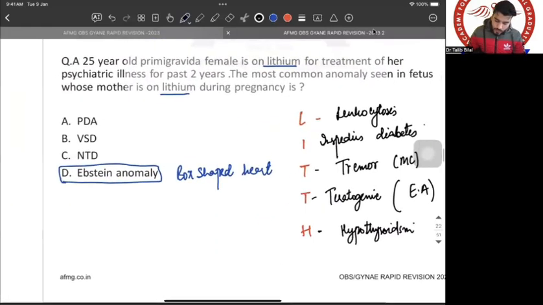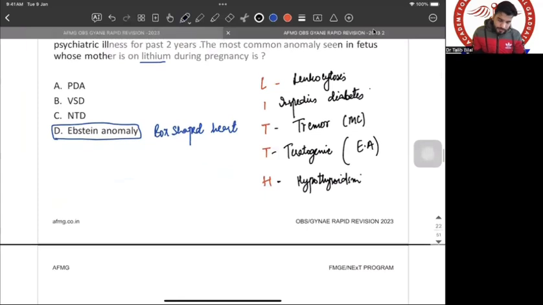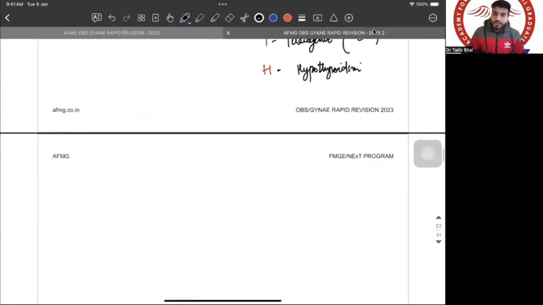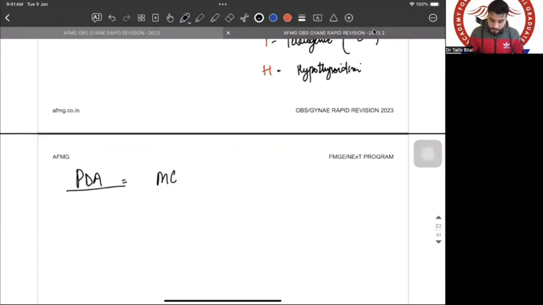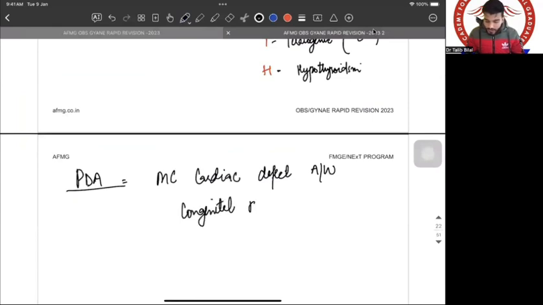These are all the side effects of lithium. Okay, let's talk about the other disorders, guys. If I talk about PDA, patent ductus arteriosus, it is again a high-yield topic for PG, guys. PDA is the most common cardiac defect associated with congenital rubella syndrome.